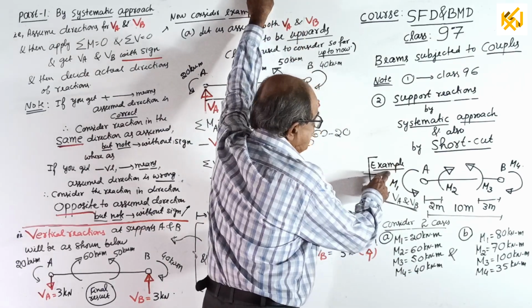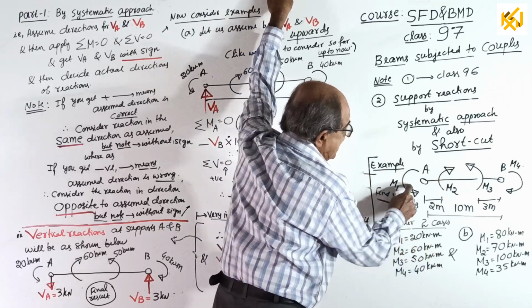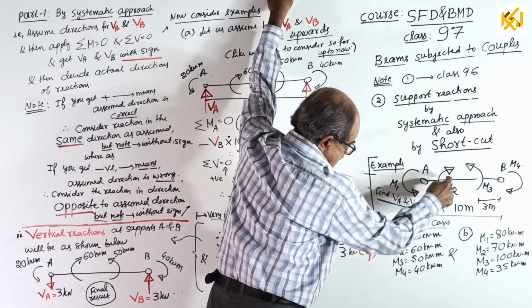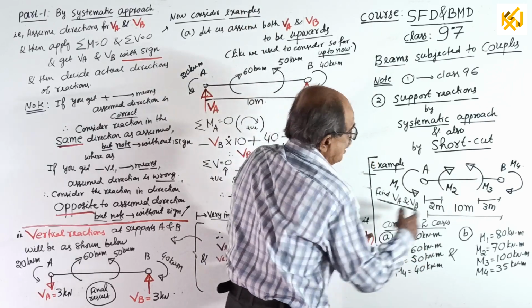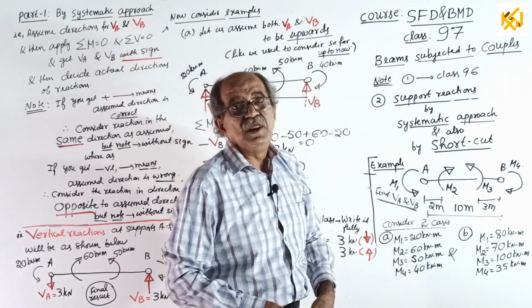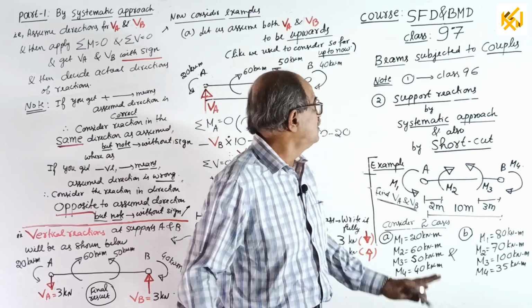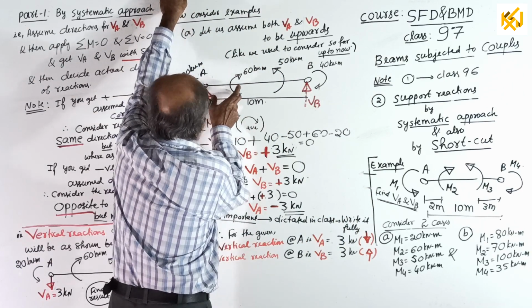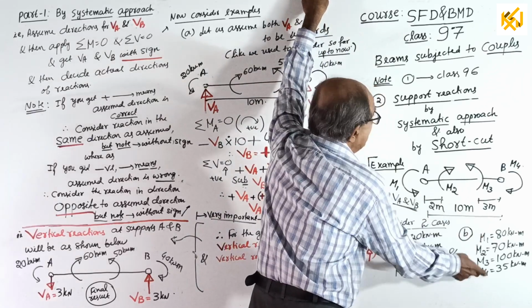Now, example. Find reactions VA and VB for this beam. There are two examples by changing the numerical values. One case is 20, 60, 50 (not fully visible) and 40, all in kilonewton meter, span 10 meter. These 2 and 3 meters are actually not required for today's class, but they are required if you are drawing SFD and BMD. Today we are concentrating only on reactions, so they are not required. Still, if you want, you can write 2 and 3, but you will not be using them. The second question I will explain later.